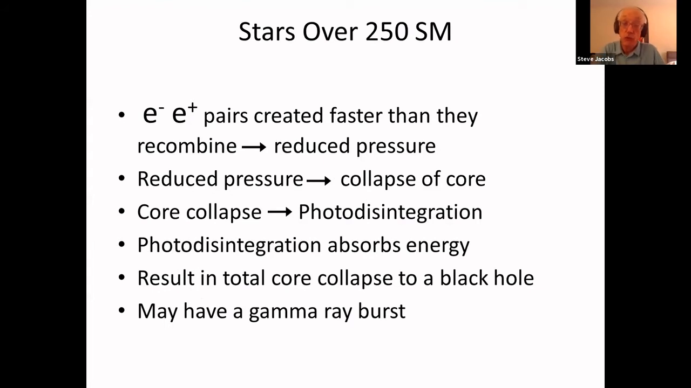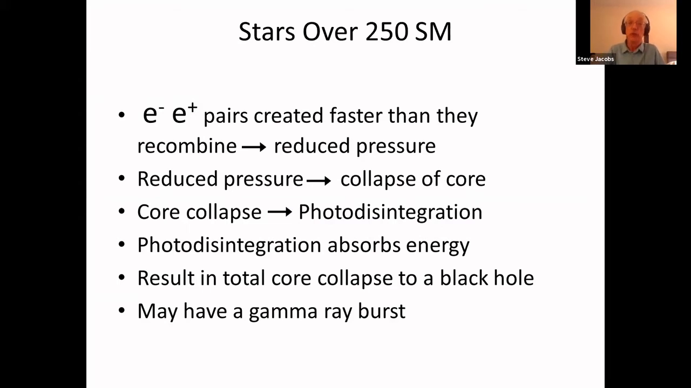In stars over 250 solar masses, again, you have enough energy to create the electron-positron pairs, causing a collapse. And another mechanism kicks in, photodisintegration, which also absorbs energy. And the collapse continues until it leaves a black hole. It may result in a gamma ray flash, but the result is a black hole with no large amounts of ejecta.